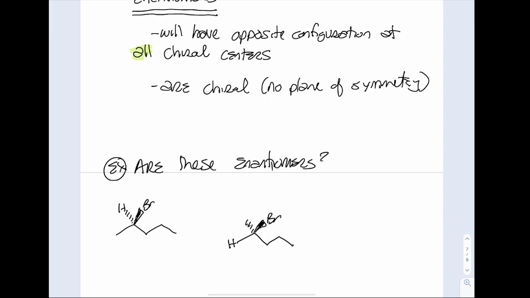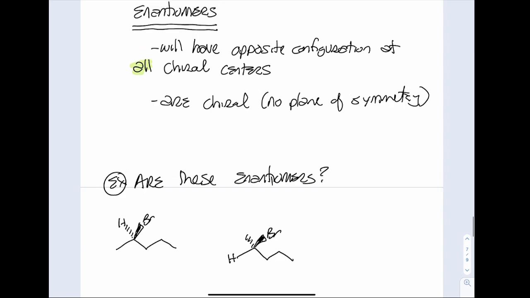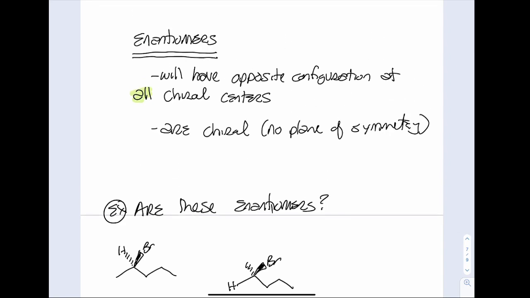And again, if you're really good at seeing things that I'm drawing in 2 dimensions in 3 dimensions, and you can rotate those in your mind and see if they're non-superimposable mirror images, then great. I can't do that. So what I'm going to do is assign configuration to the chiral centers. I only have one chiral center. So if the configuration is the same, then they're not enantiomers, because enantiomers are going to have opposite configuration at all their chiral centers. If one is R and the other is S, then they are enantiomers because I have opposite configuration at all chiral centers.